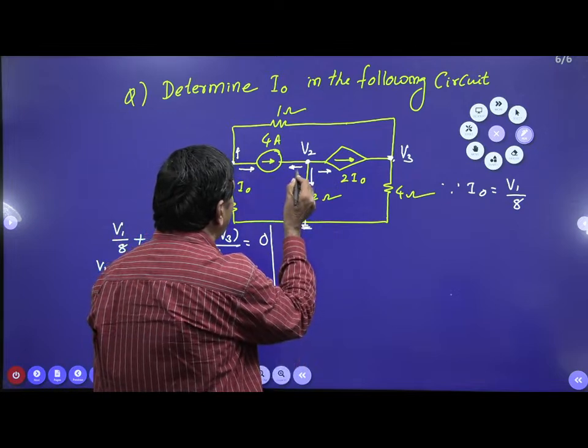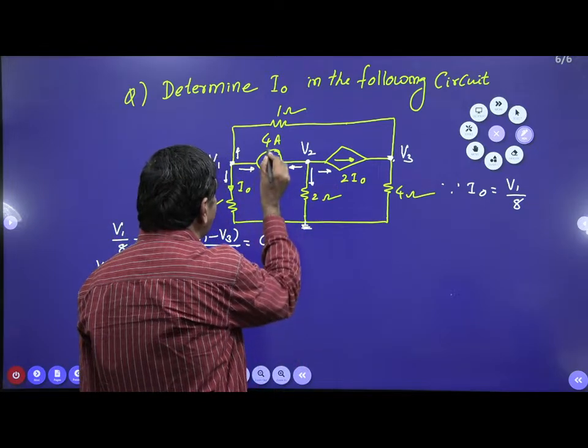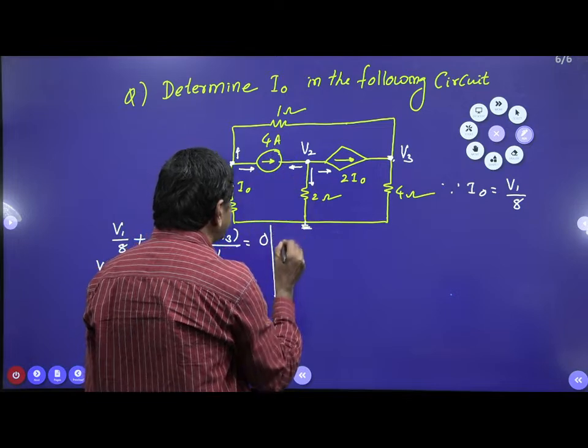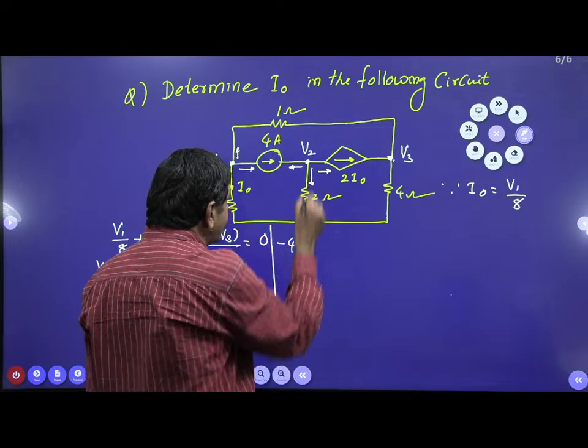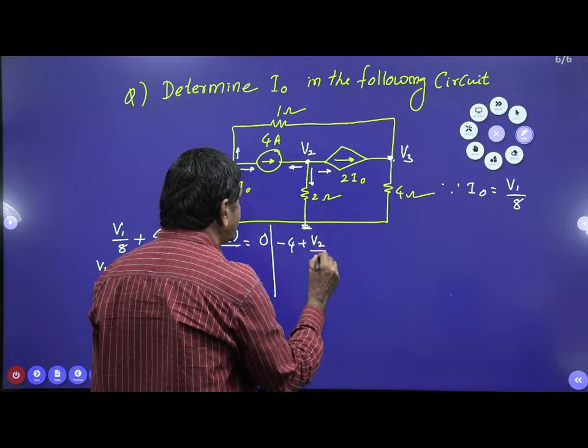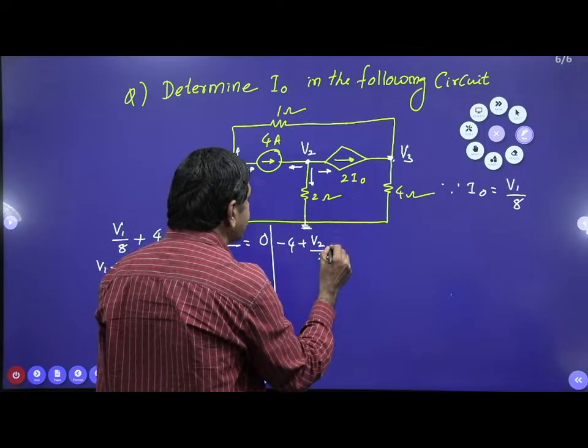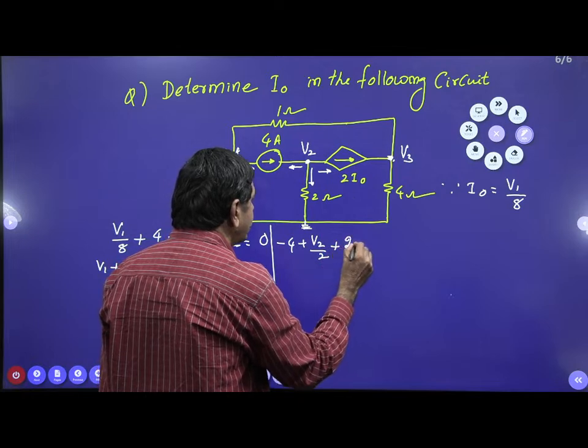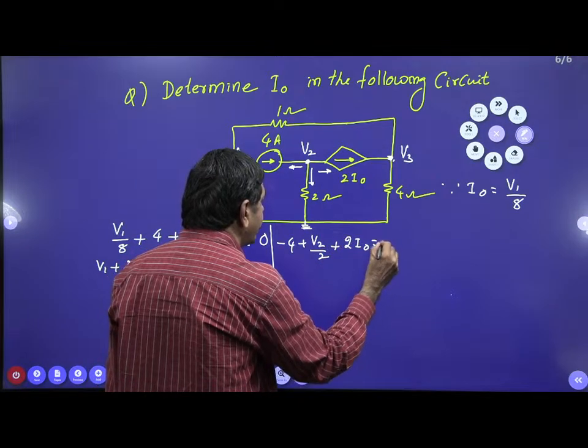How can we form the nodal equation? In this direction, the current is 4 amperes. It is in reverse, so minus 4. This current is nothing but V2 by 2, I can put directly. This side current is nothing but 2 I naught, and that equals 0.